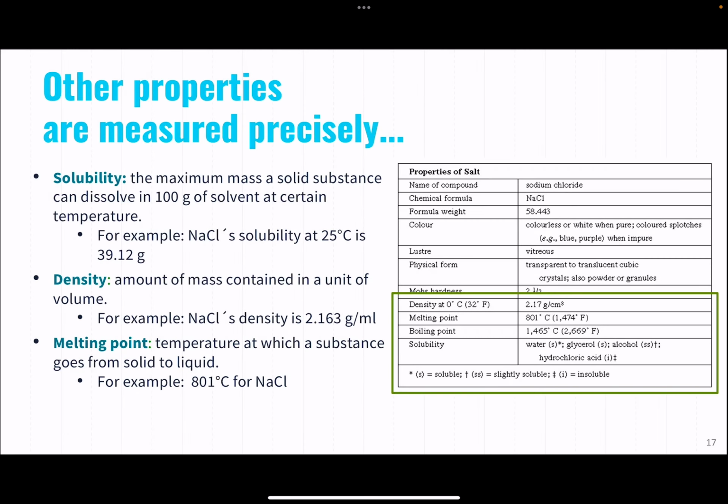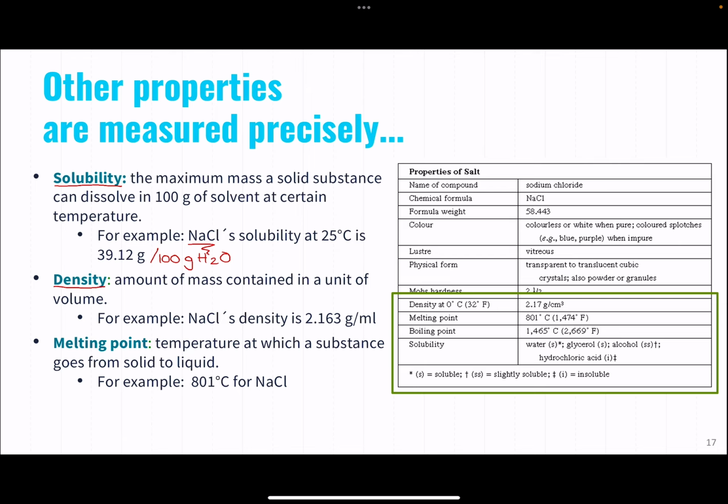Other properties are measured more precisely. For example, solubility. Solubility is the maximum mass a solid substance can dissolve in 100 grams of solvent at a certain temperature. For example, we have salt's solubility. So at 25 degrees Celsius, salt, we can dissolve 39.12 grams in 100 grams of water in this case.